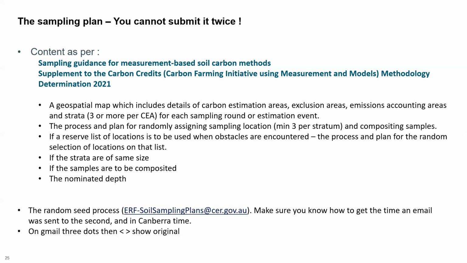And you need to know, as I said, to be able to extract the original time in Canberra time. So if you're in a different time zone, like, you know, poor Queenslanders, for example, you need to extract it in Canberra time. In Gmail, it's three little dots, and then there's a little bracket, show original, that gives you all the gory technical details on the email, including the original time that it was sent.